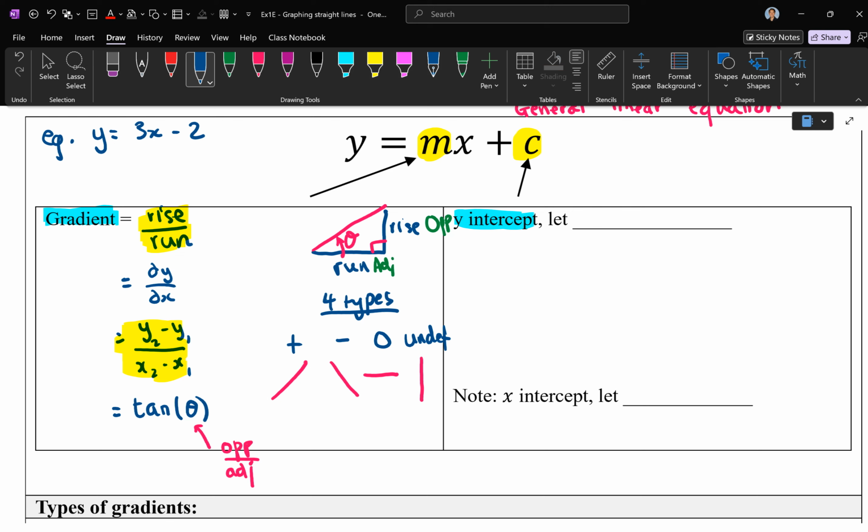Now, back in year 8, when you want to find the y-intercept, you let x equal to 0. And the reason for that is because if you pick any point on the y-axis, it always starts off with 0 and then whatever the y value is. That's why we say if it's going to cross the y-axis, we know the x coordinate has to be 0.